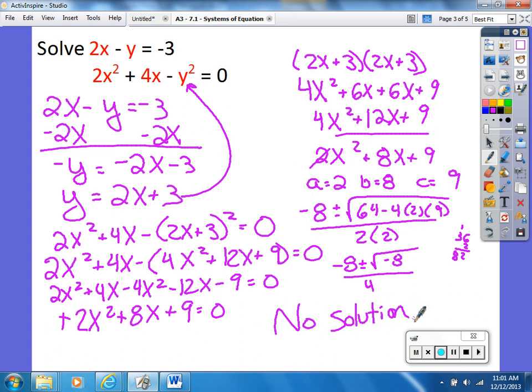Now, you're probably saying, how is it no solution? What would that look like? Well, what kind of a thing is this right here? Anybody know what shape you get if you see both x squared and y squared? No. It's a circle. If you see x squared and y squared, that's a circle. Okay? So that right there is a circle, right?